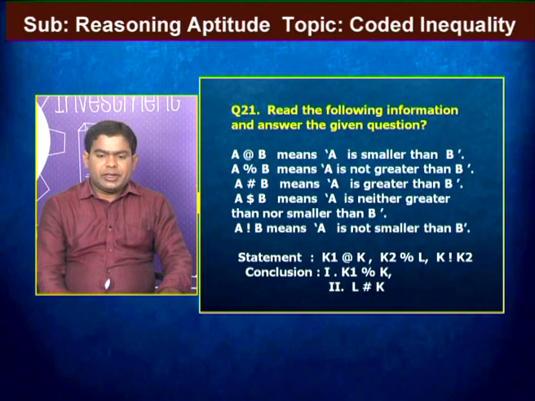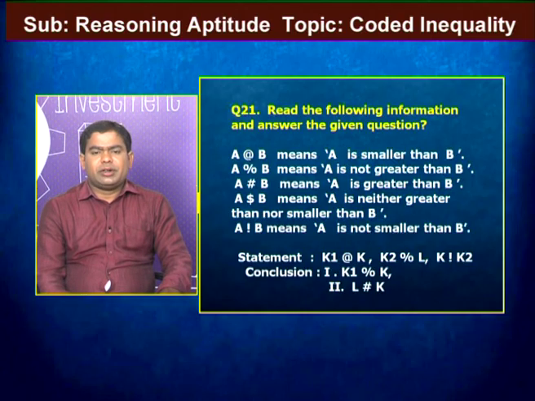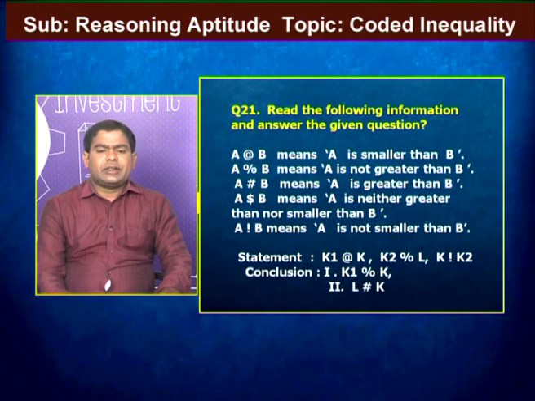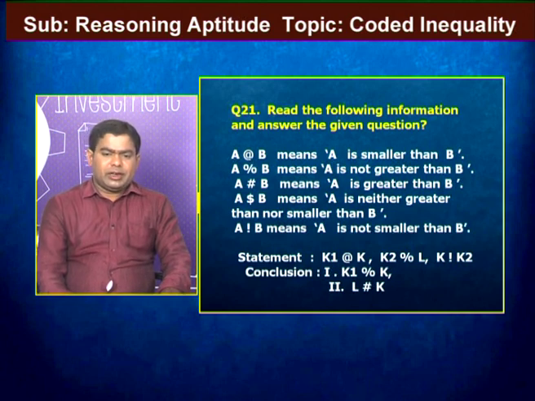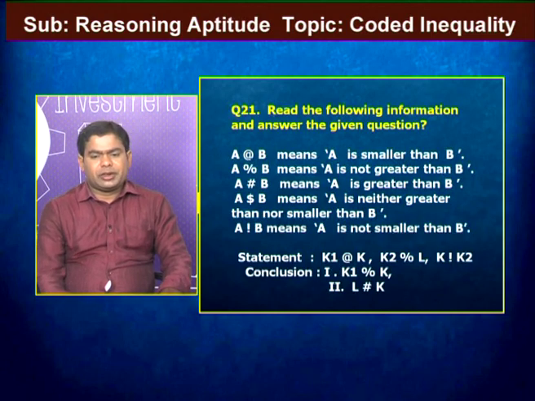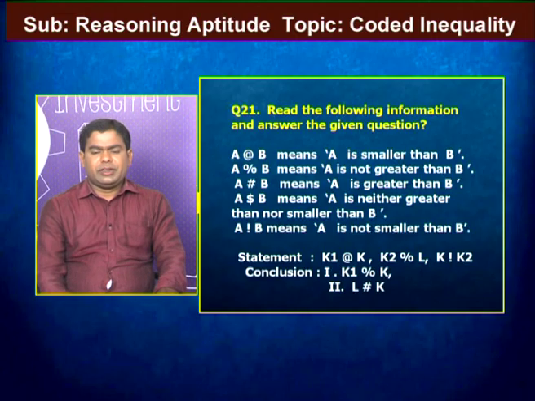Next, a dollar b means a is neither greater than nor smaller than, which is nothing but equal. That means dollar is denoted equal symbol. Next, a exclamatory symbol b means a is not smaller than, and not smaller means indirectly greater than or equal. That means the exclamatory symbol is denoted greater than or equal to. So these symbols represent different inequalities. We apply the inequalities for the given statement and conclusions, then verify the conclusions in the combined statement.